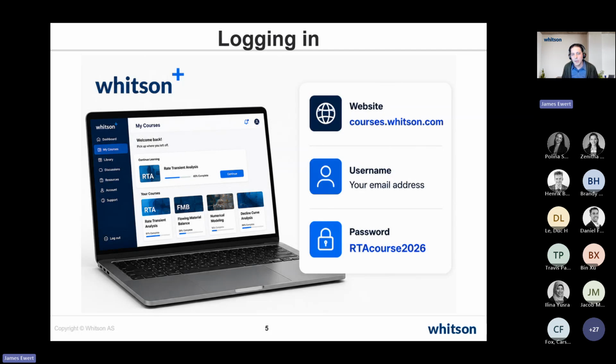I'm just going to take a moment now and let everybody load that up. We're not going to jump into the software just yet, but it's good if you're logged in, because when we make that switch over, we want it to be as seamless as possible. So again, RTA in capital letters, course in lowercase letters, 2026.